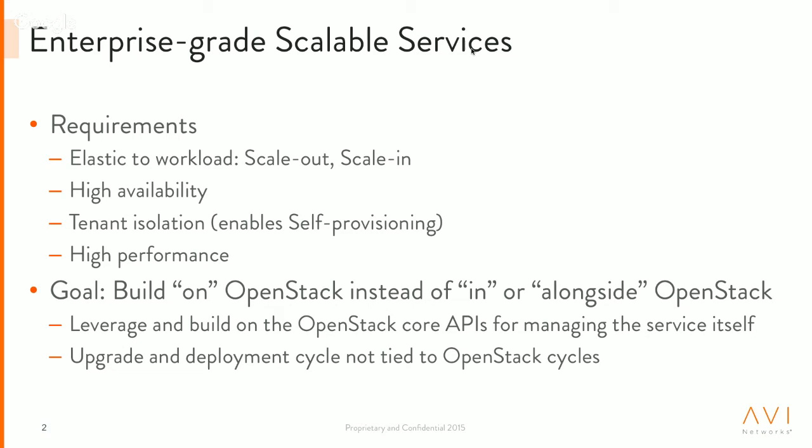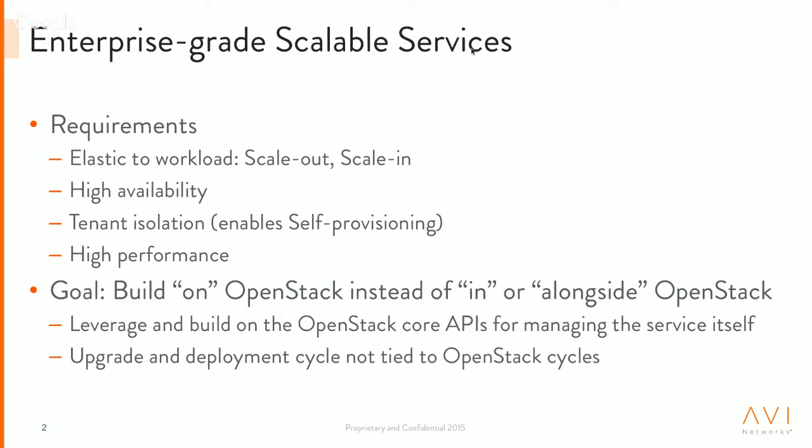service. So this is not a regular application where you have web servers and so on. What we are trying to build is more like a high-performance network service. The requirements are that it should be elastic, in the sense that we should be able to provide resources as there is more workload to handle, and scale out and scale in. High availability is one of the big requirements. And we wanted tenant isolation so that we can do self-provisioning, so that users can come to our application portal and create new network service instances. And obviously, we wanted high performance.